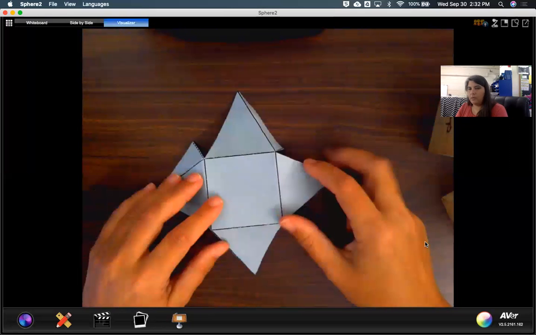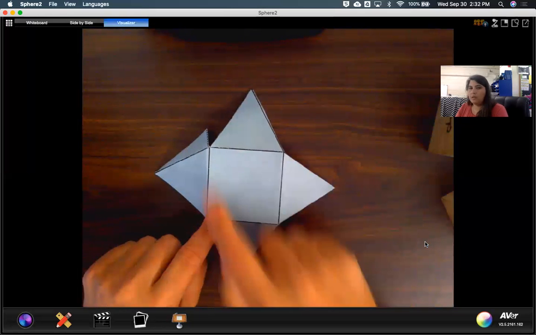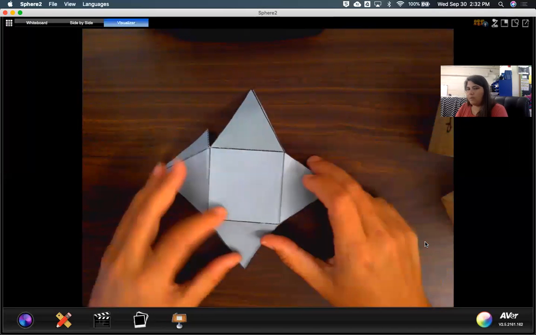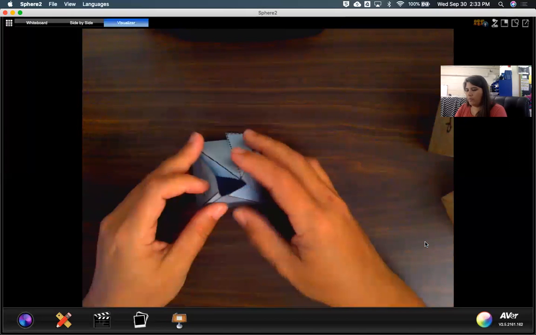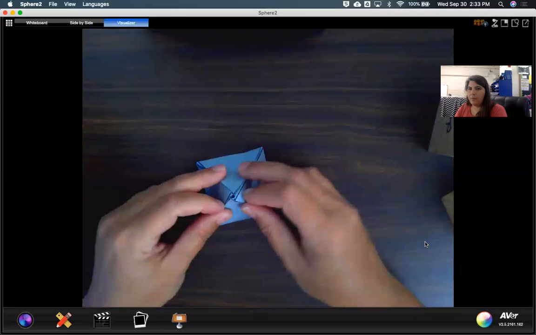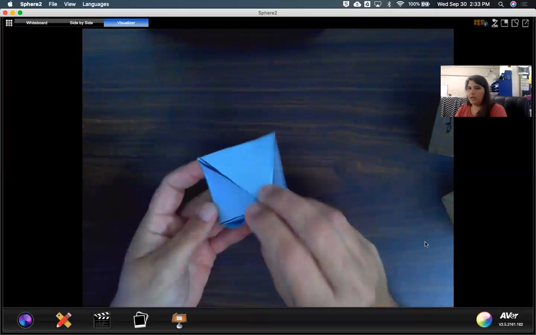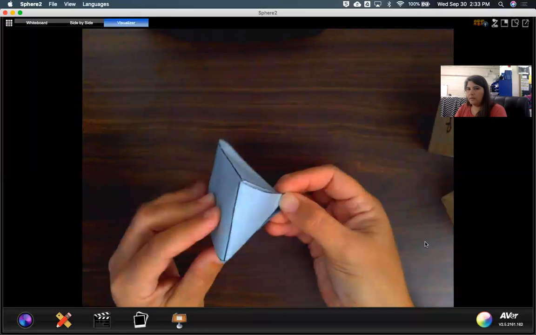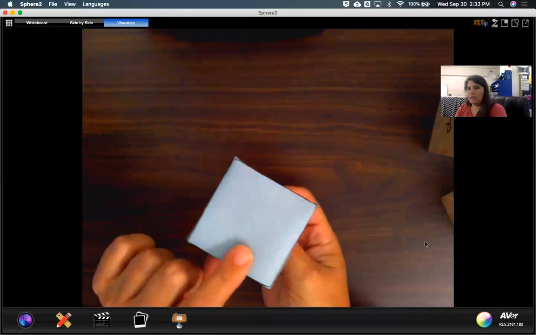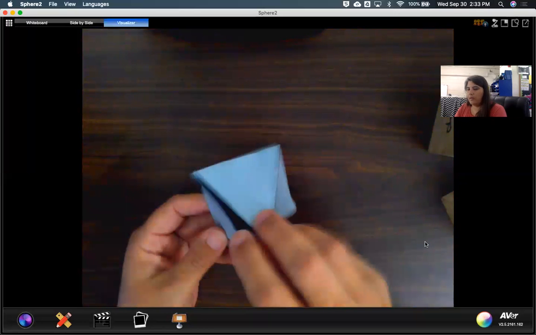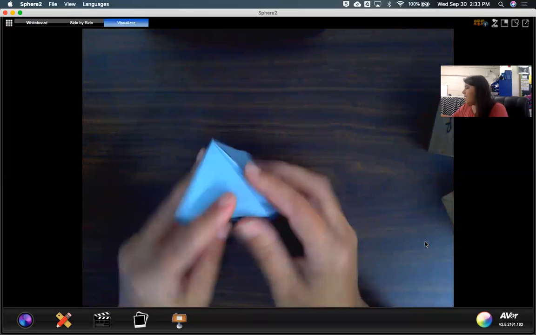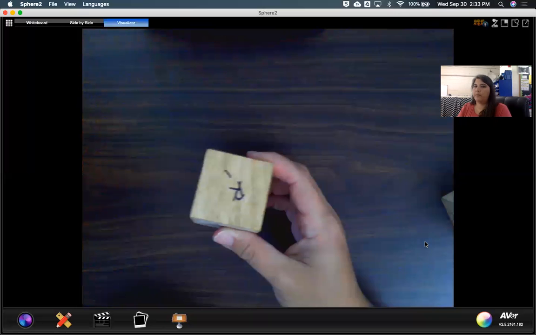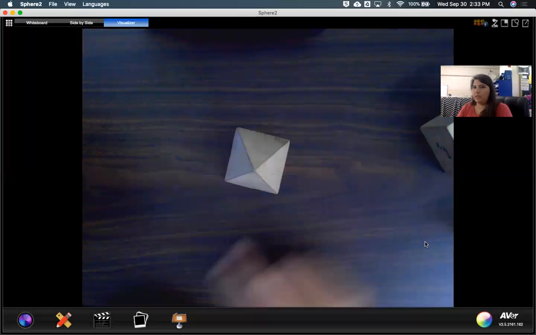Okay, for this one, we have a square base surrounded by triangles. So you've probably guessed by now, this is going to be a pyramid. So when we close it up, we can see that it meets at a point, has triangular faces, and it has a square base. So this is a square pyramid. Okay, so if it meets at a vertex, it's a pyramid. If it meets at an edge, it's a prism.